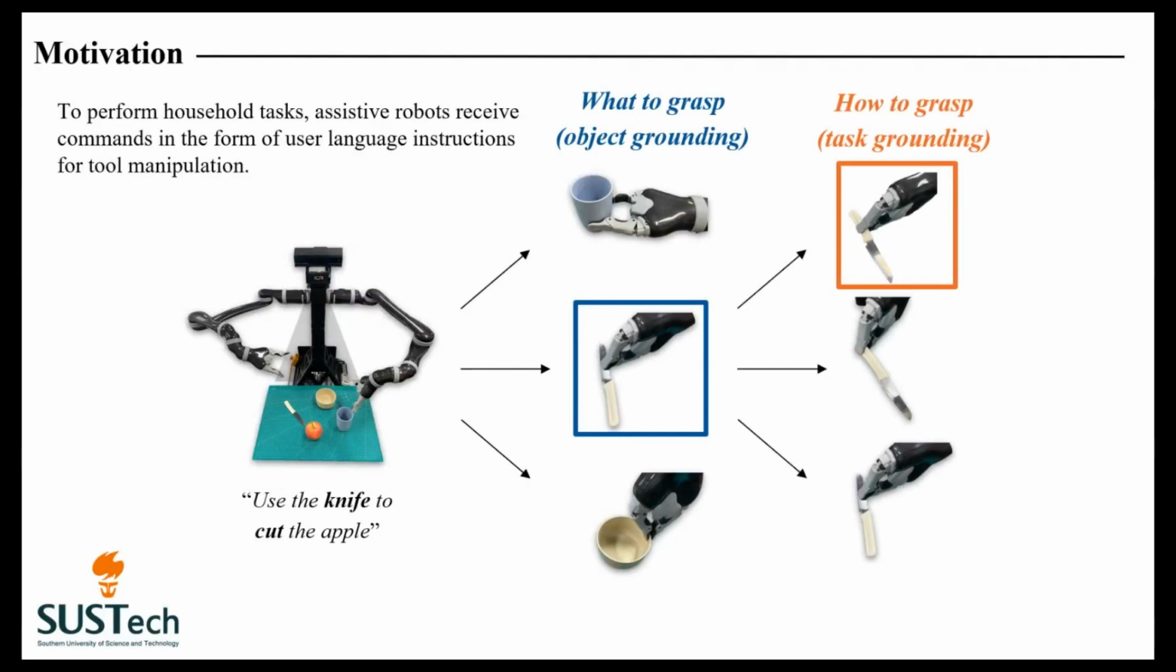However, previous studies on visual language grasping have primarily focused on the formal problem of what to grasp, namely object grounding, while overlooking the latter issue of how to grasp, namely task grounding. Task-incompatible grasping can potentially hinder the success of subsequent manipulation steps, thereby highlighting the significance of addressing this issue.